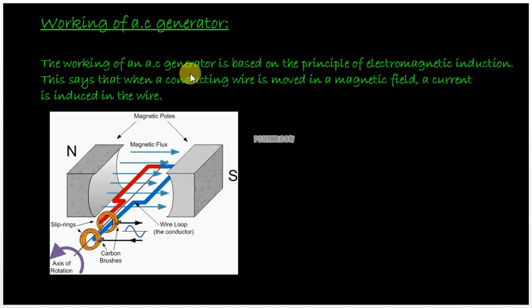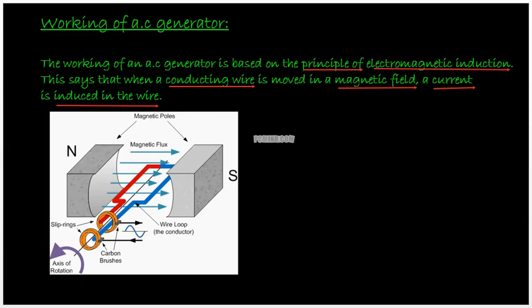So the working of an AC generator is actually based on the principle of electromagnetic induction. You've already done the definition for electromagnetic induction, which says that when a conducting wire or a metal wire is moved in a magnetic field, a current is induced in the wire. There is no current in the wire originally, but when it is rotated or moved with respect to a magnetic field, a current gets generated or induced in the wire.